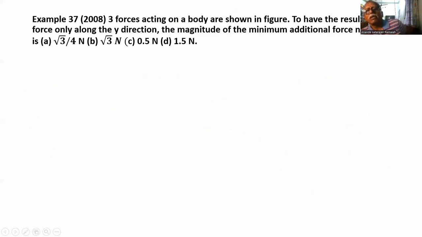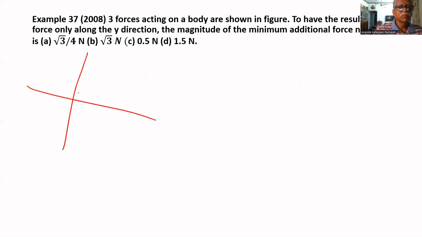3 forces acting on a body are shown in the figure. The figure is not given, so let us draw the 3 forces acting on the body. This is the body. 2 Newton is acting in this direction, and the angle is 60 degrees. And 1 Newton is acting along this direction, again at 60 degrees with the x-axis. This is minus 60, which is not given; simply in the diagram, this 60 is given.